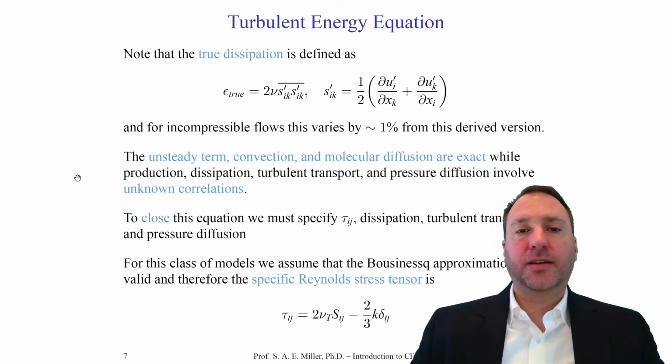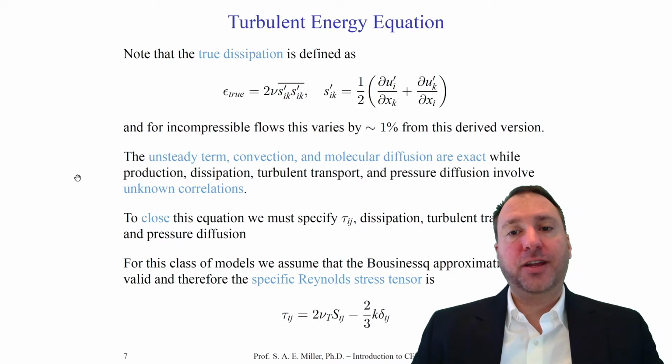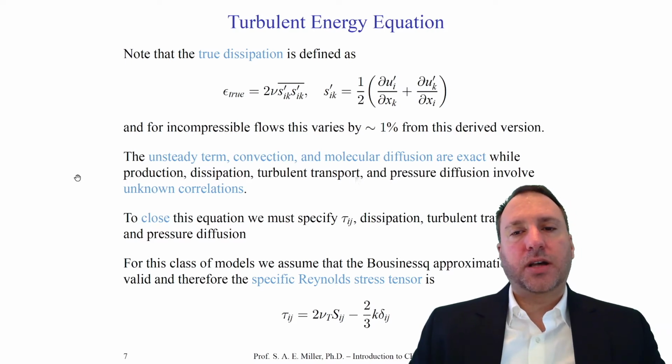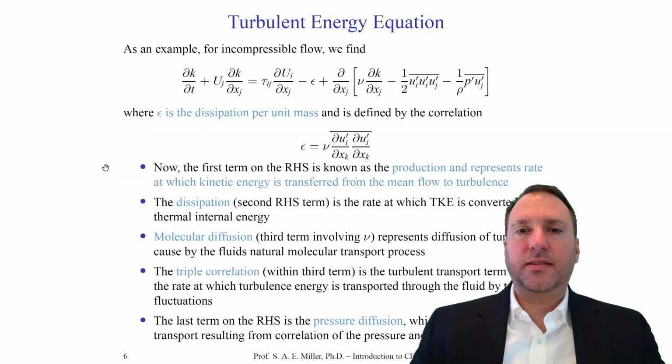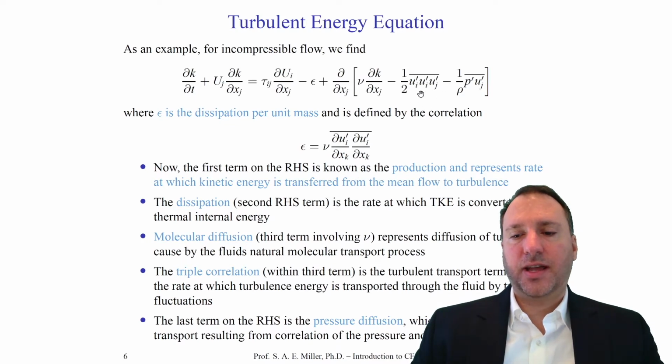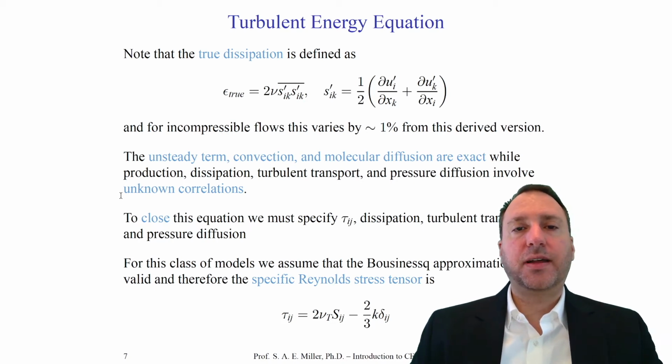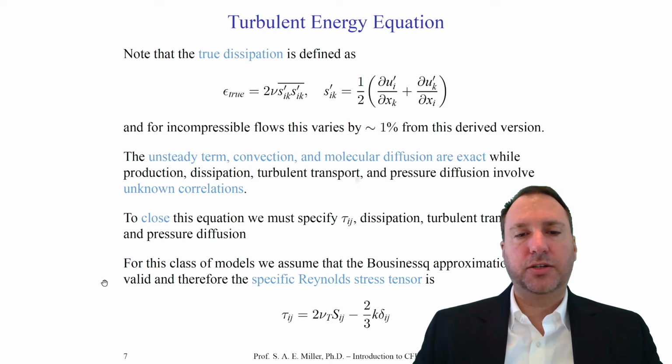Now, the other terms, the convection and molecular diffusion terms, thankfully, are all exact, and if we recalculate them, they'll have no error, both analytically and numerically. So, this also means, as you see, that they involve unknown correlations. For example, this triple correlation is absolutely unknown, and we would have to model it. So to close these equations, we must specify tau_ij, the dissipation, the transport term, and of course the pressure diffusion term. That's now our major goal and hurdle to perform in the RANS closure for one equation and two equation models using the turbulent kinetic energy equation.